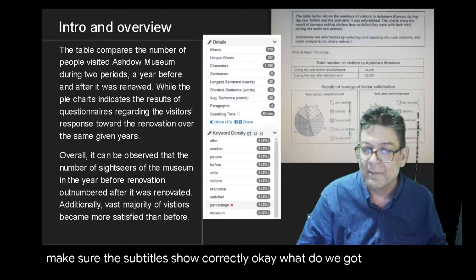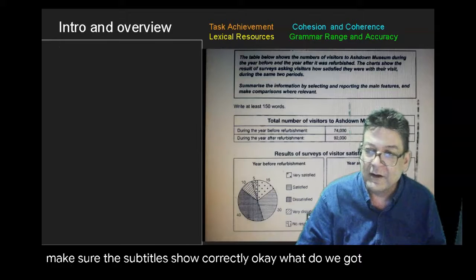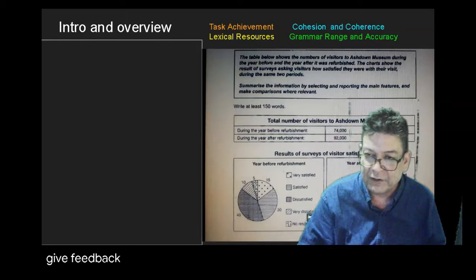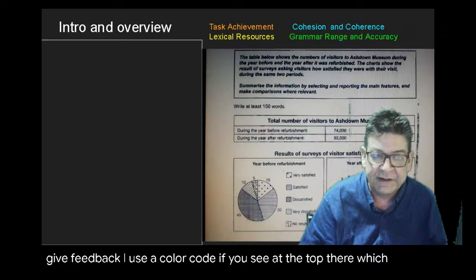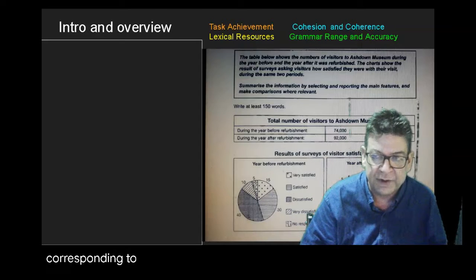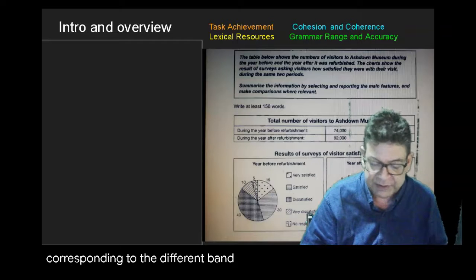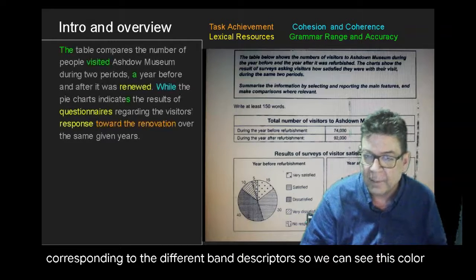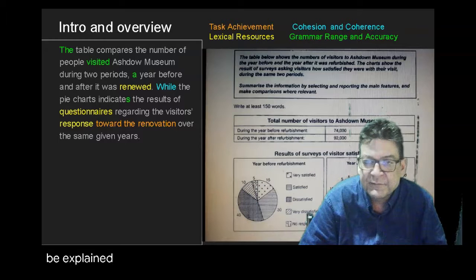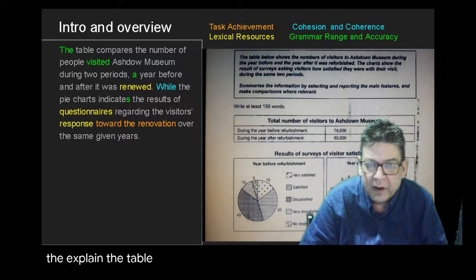Okay, what do we got? Now, when I give feedback, I use a color code, which you see at the top there, corresponding to the different band descriptors. So when you see this color, all right, let me explain.